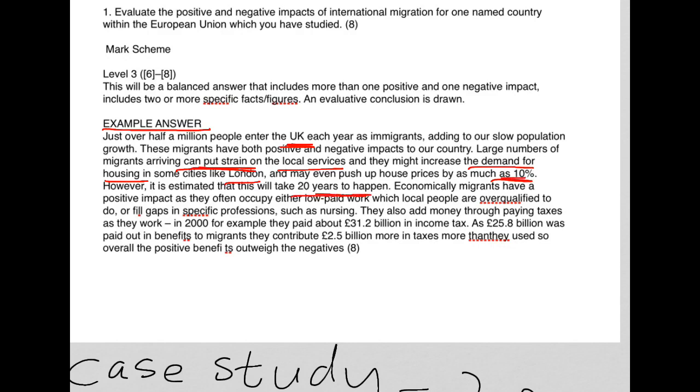Economically, migrants have a positive impact as they often occupy either low-paid work, which local people are overqualified to do, or fill gaps in specific professions such as nursing. A second point, explain, expand. They also add money through paying taxes. As they work, in 2000, for example, they paid about 31.2 billion in income tax. As 25.8 billion was paid out in benefits, they contributed 2.5 billion more than they used. So overall, the positive benefits outweigh the negatives.